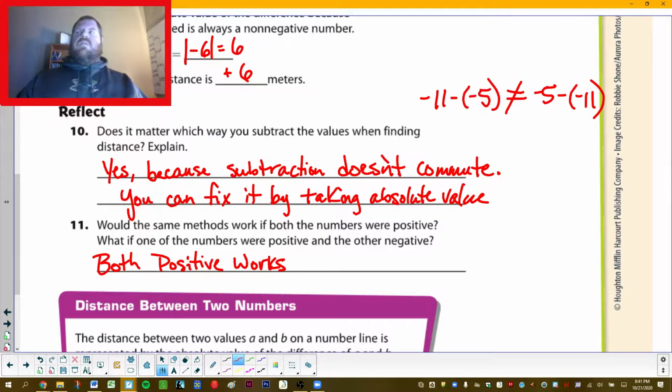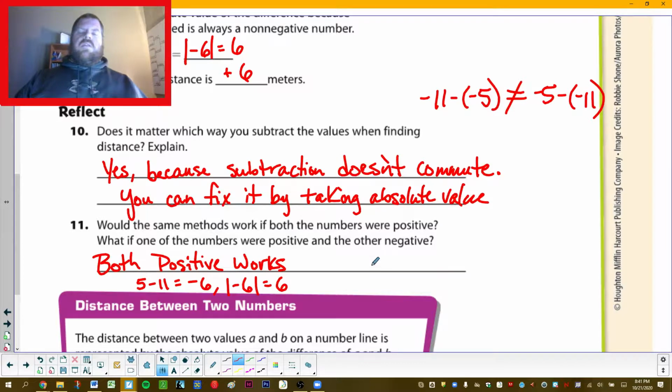Because let's say that he was a parachuter, right? And he starts at, for some reason, 11 meters and ends at 5 meters. I don't think that would work, but if we're talking about how far he travels vertically, we're looking at 5 minus 11, which is -6. He moved 6 meters, so if we take the absolute value of -6, we get that he moves 6 meters.